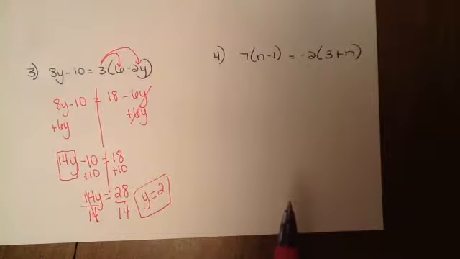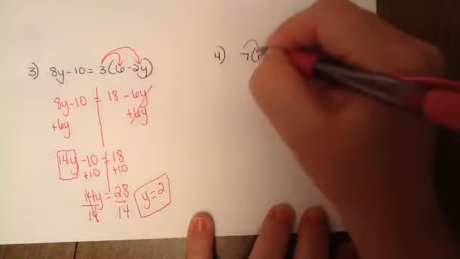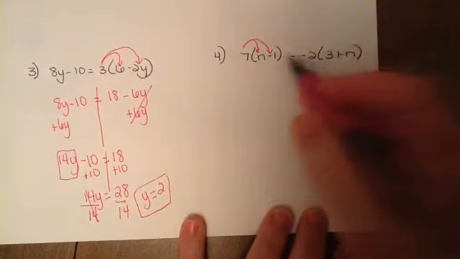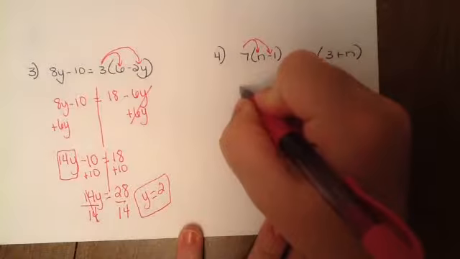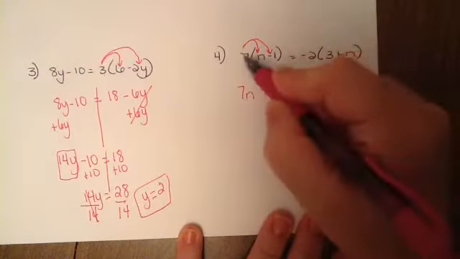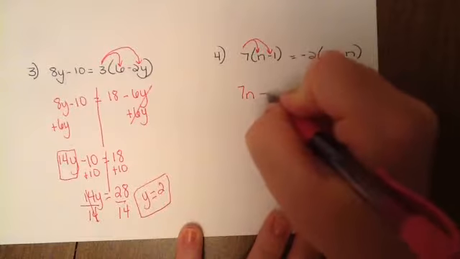Let's see how you did. Both sides have parentheses, so the first thing we must do is distribute to get rid of these parentheses. 7 times n, 7 times -1.